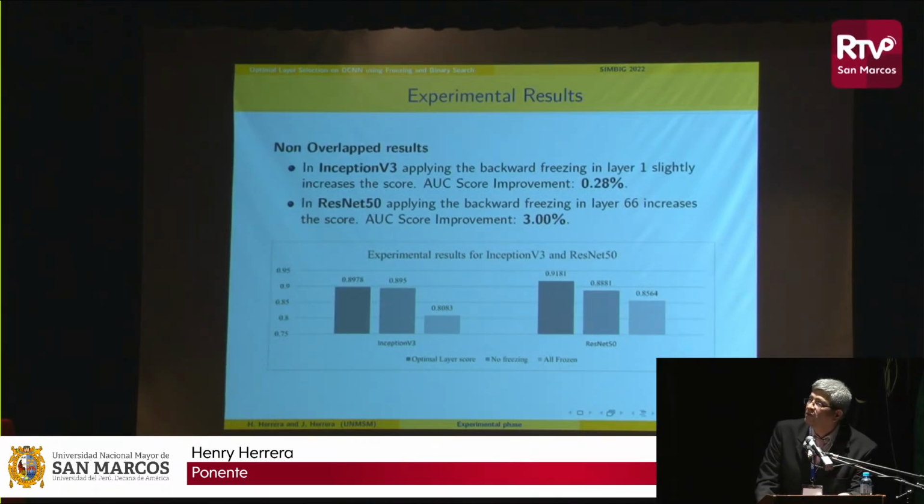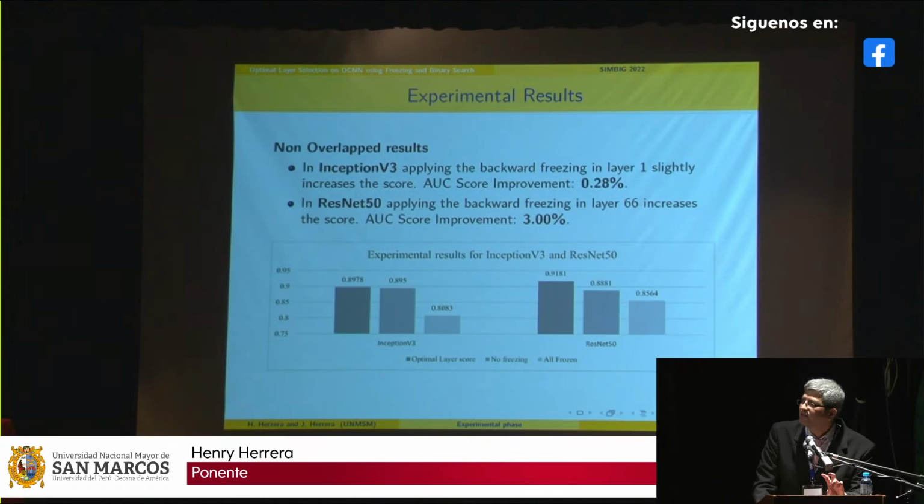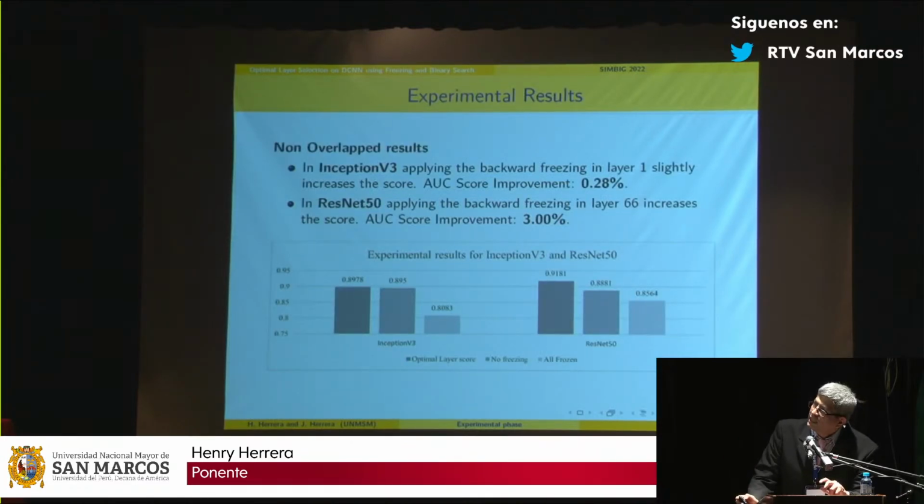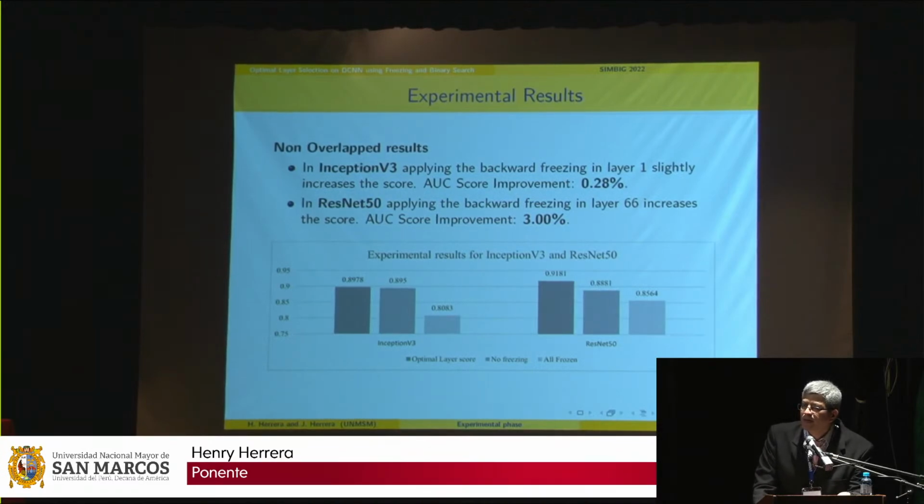Now, related to the experimental results, we decided to divide the results into two parts, the non-overlapped results and the overlapped results. The word overlapped is defined as finding an overlap in the variance of the results for each iteration. In this case, we're presenting the non-overlapped results first. Just to add something here, you can find the real numbers and results in the paper. In this case, I'm just showing the results.